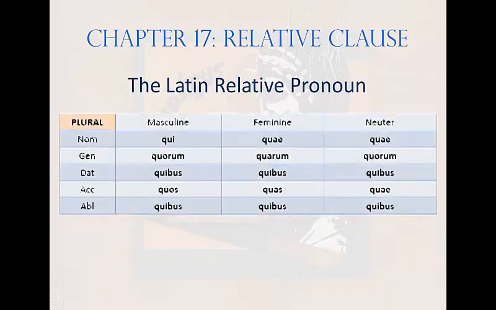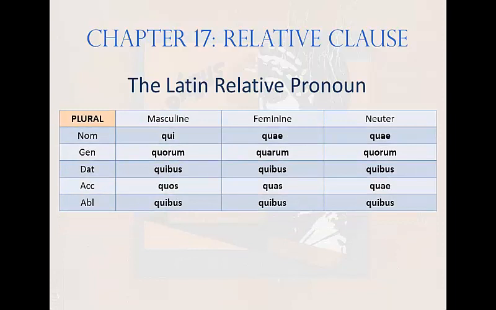Here is the plural of the Latin relative pronoun. Let's recite these forms together. Qui, quae, quae, quorum, quarum, quorum, quibus, quibus, quibus, quos, quas, quae, quibus, quibus, quibus.